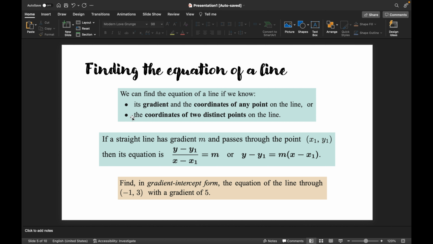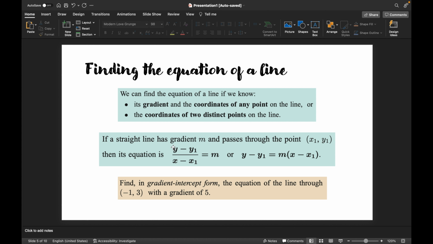So we can find the equation of a line if we know its gradient and the coordinates of any point on the line, or the coordinates of two distinct points on the line. So don't restrict yourself to just these 2 points. You just have to intuitively know what to do in order to find the equation of the line. It doesn't always necessarily have to be that you know the gradient and the coordinates of a point, or two distinct points. It's all about how you think and how you can actually derive the equation rather than just following the steps.